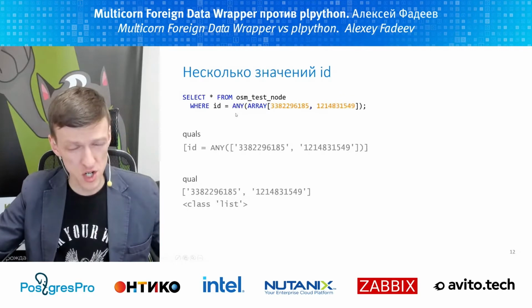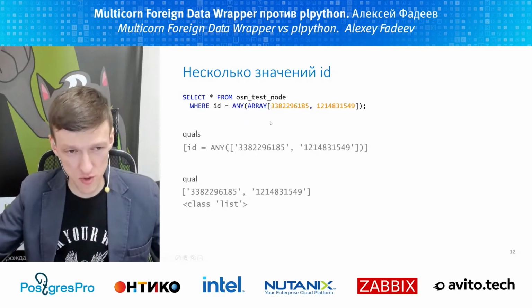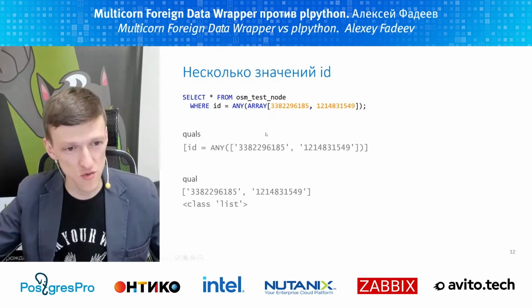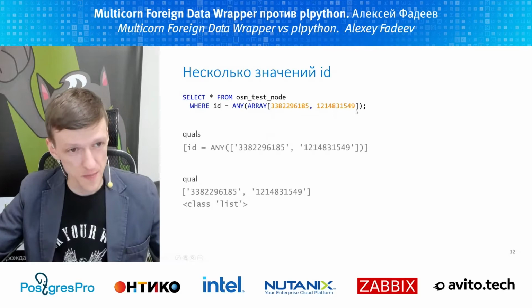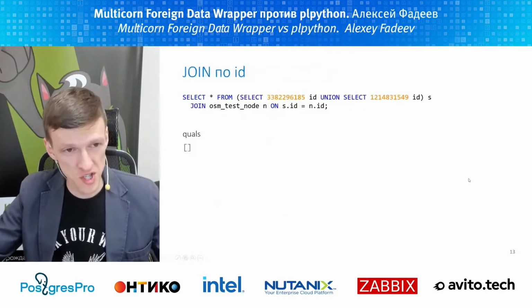That was a request with the in operator. We can write our own array and we'll get the same. The Postgres optimizer will bring it to the same view. So with an array, this query works like this.